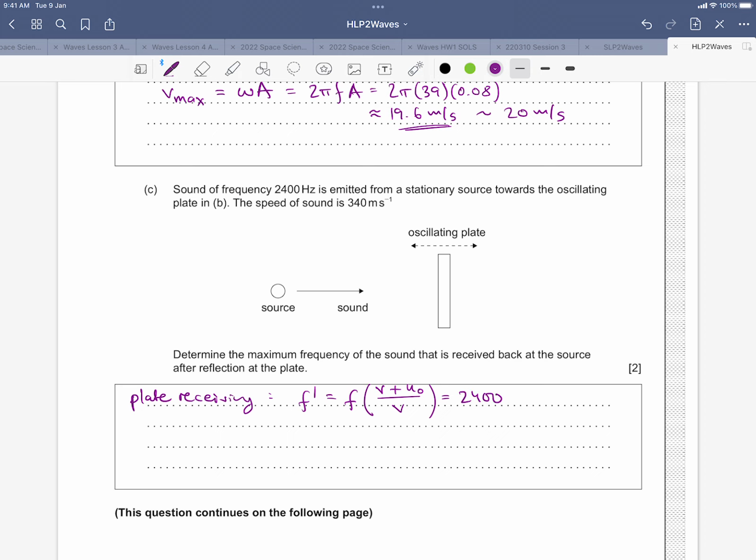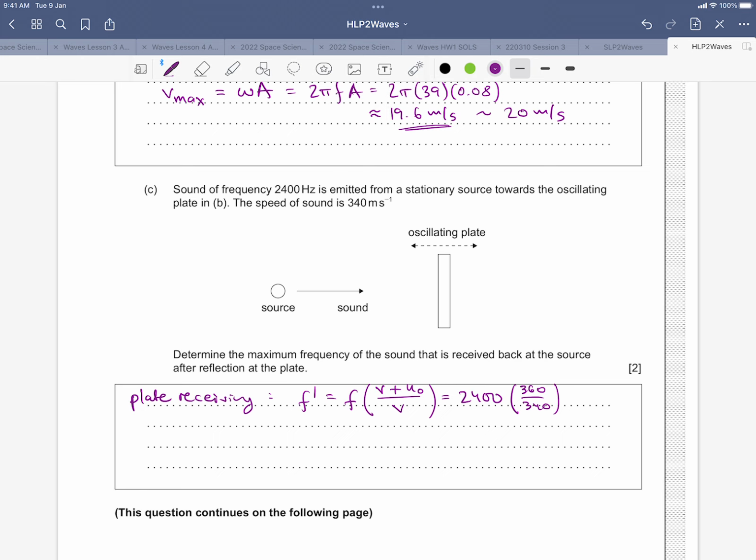So 2400, and speed of sound is 340, and the maximum possible speed of the plate, we just calculated that was 20 meters per second. So 340 plus 20 is 360 over 340. Okay, so that's going to be the largest possible frequency that the oscillating plate is observing. But then that is going to reflect off the plate, and that becomes the source of some sound.